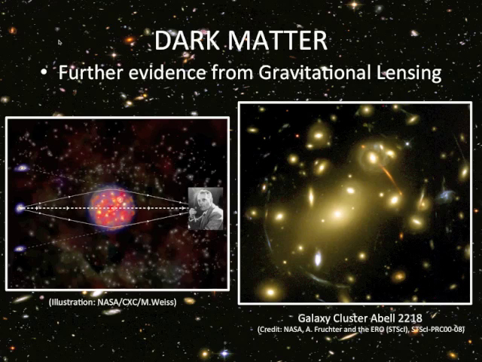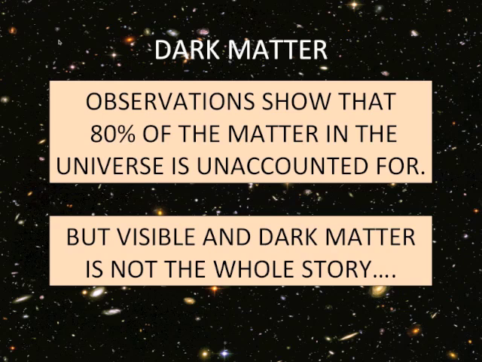Now, you can make a model and predict, depending on how much mass there is in this cluster, by how much the images of these galaxies will get distorted, right? When we do that, you also find that these clusters have much more mass than we can really account for, right? So we have many different lines of evidence telling us that 90% of the mass in the universe we cannot see, and this is what we call dark matter. But we know it's there, right? So roughly 80% of the matter in the universe is unaccounted for. This is what we call dark matter, right?